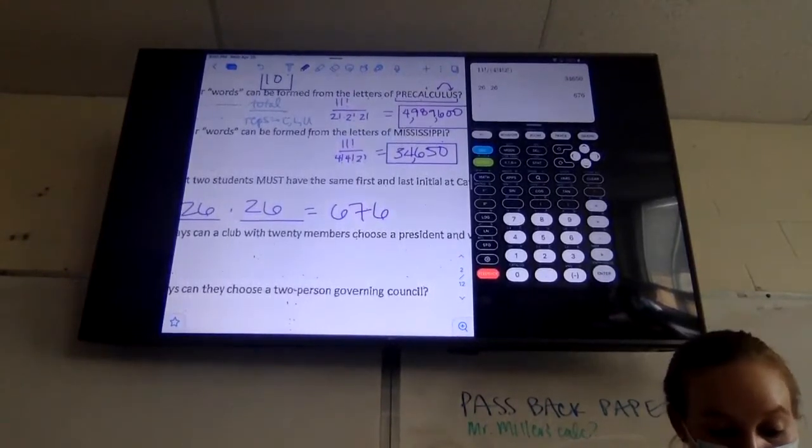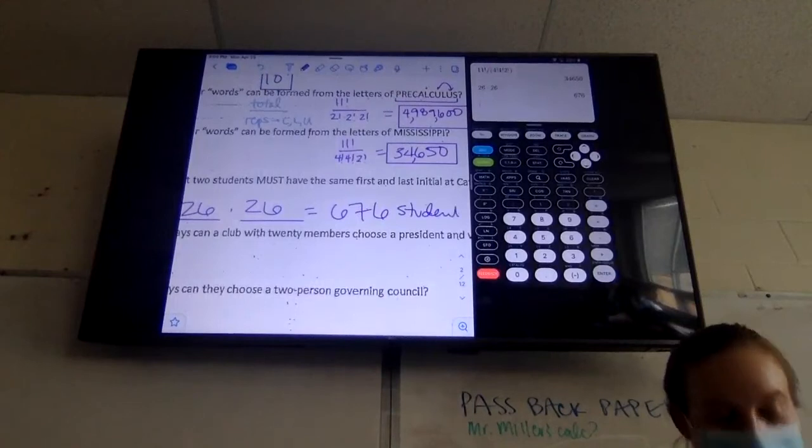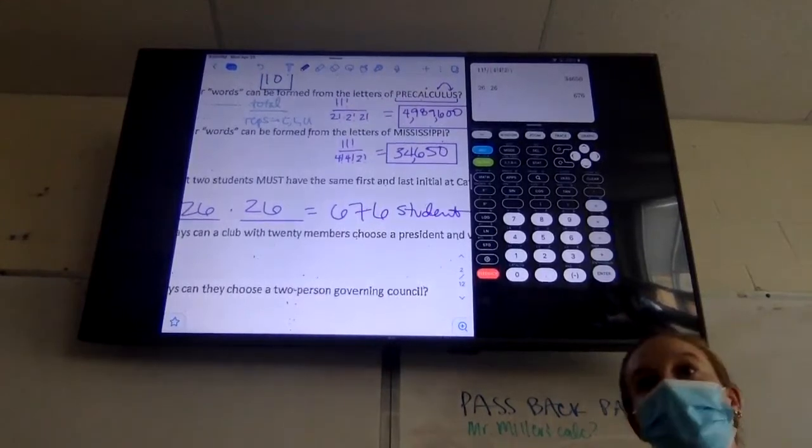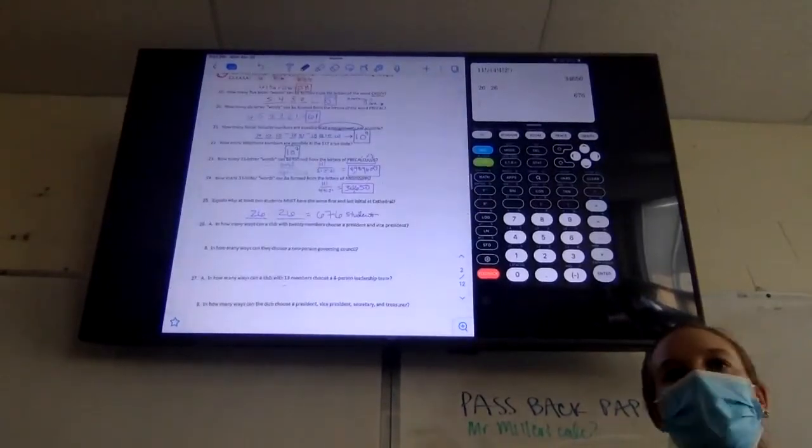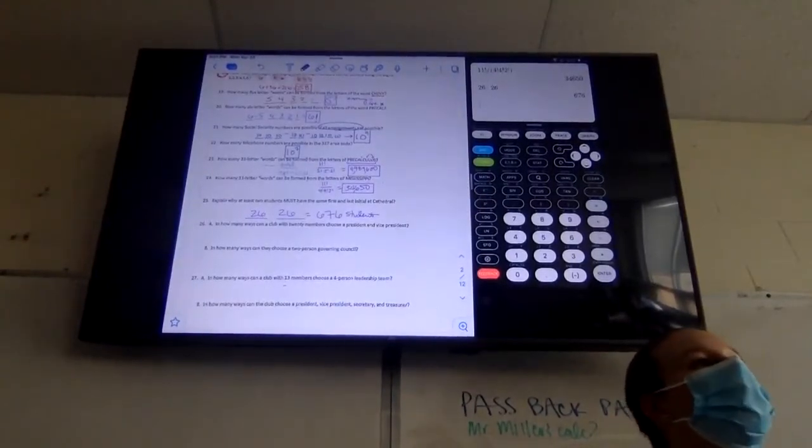But yeah, because that's how many students it takes to have a repeat, we should at least have one or two or more repeats because of how big Cathedral is. So that's kind of a fun way that we use probability, right?